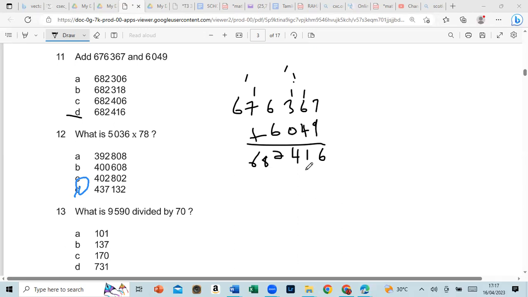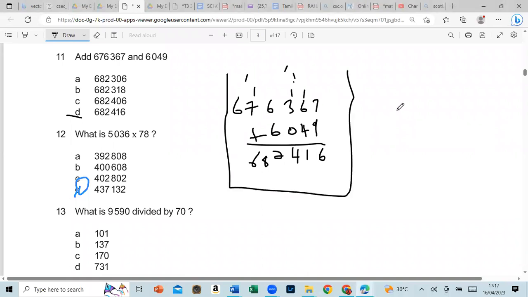I'm going to set it out in the meantime so we can be efficient. Right, so we have 5,036 times 8. So 8 times 6, that's 48. 8 times 3 is 24. 24 plus 4, 28. 8 times 0 is 0, plus 2, 2. And then we say 8 times 5, 40.